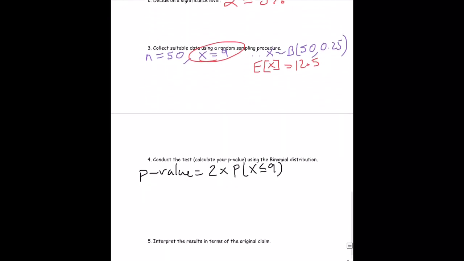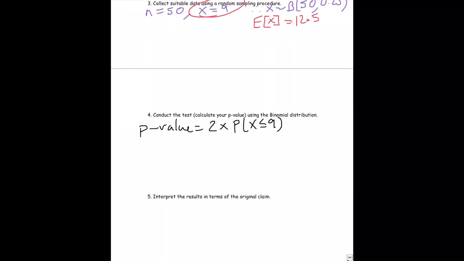So to show that and to remind ourselves that this 9 here could quite easily have been a number bigger than 12.5. It could have been 15 or 16. We didn't know at the start. So we've got no right to just assume that this is one-sided, the probability X is less than or equal to 9, because we weren't looking for a decrease at the start.